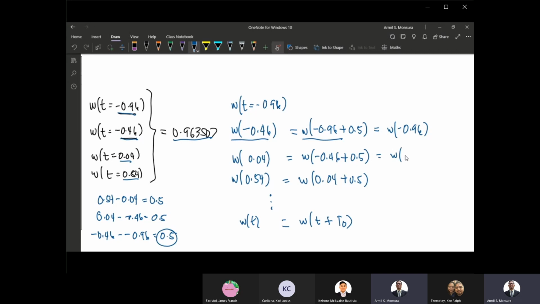And so on. So, ito yung WT natin. Tapos ito yung dinadagdagan natin ng T plus T0. So, nalaman natin yung value nito at yung value nito. Okay, yung value ng waveforms ninyo at those times, negative 0.96 saka negative 0.46. Pareho lang.